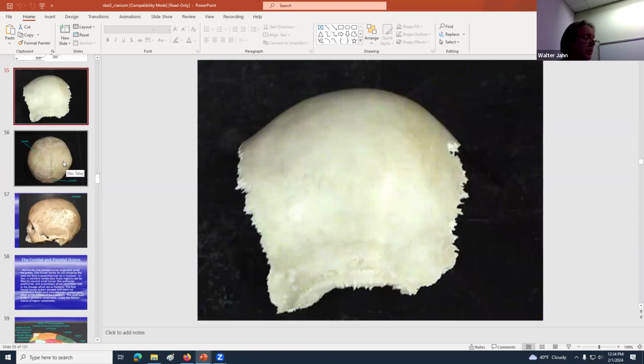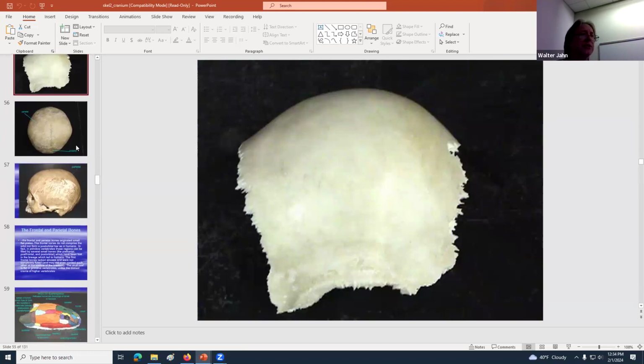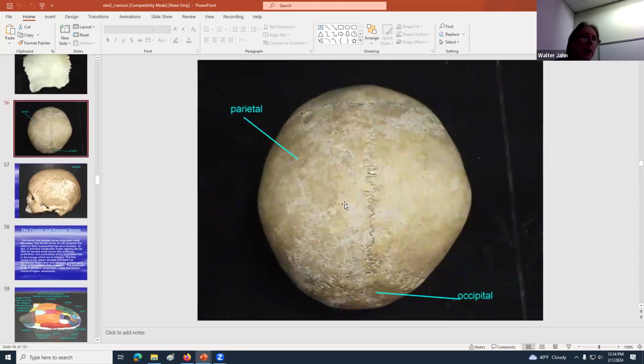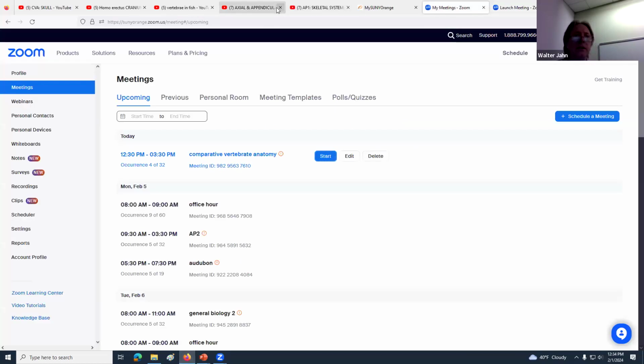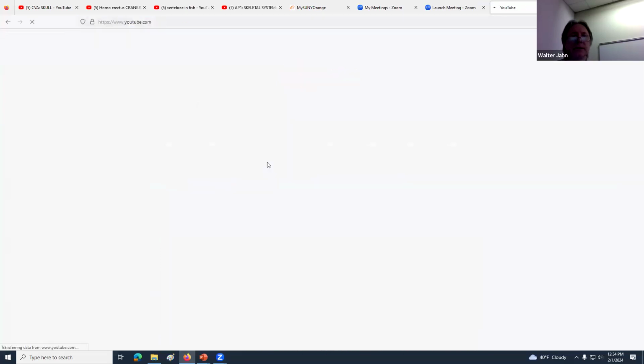But as we will see, hopefully in just a second, I'll report okay. Last class, it was okay. Let's just check. So here's the parietal bone where we have a pair of those.